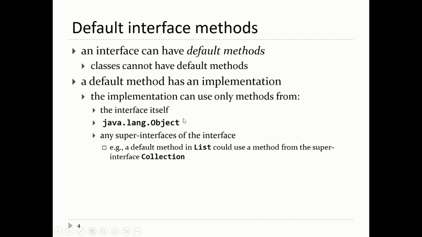So I mentioned this. Default methods have an implementation. You have to implement the method in terms of the interface itself, or in terms of the methods in Object, or in terms of any of the super interfaces of the interface. We'll talk more about super interfaces and inheritance probably in the next lecture. For example, if you remember, the List interface is a sub-interface of Collection. So if you had a default method in List, you could actually use one of the methods in Collection as well.